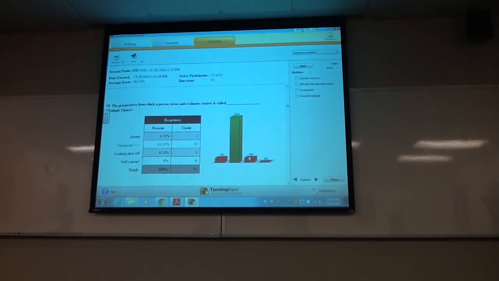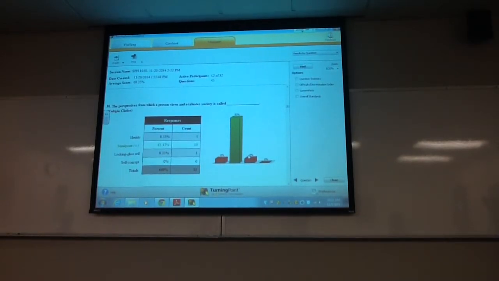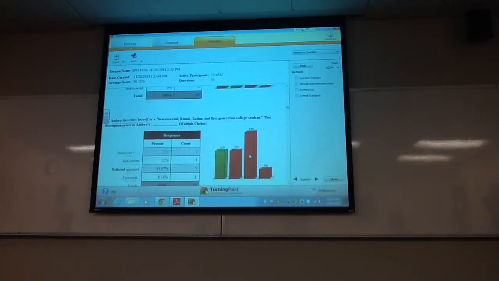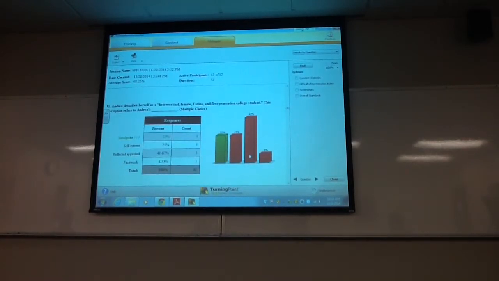Number 10, the perspectives from which a person views and evaluates society is called. It's a standpoint, and you see that most of them got that correct. That is a knowledge question, that is a definition, okay? But if you look at this very next thing, Andrea describes herself as a heterosexual female Latina and first-generation college student. This description refers to Andrea's blank. Standpoint is the answer, but notice all of a sudden they don't know the answer.